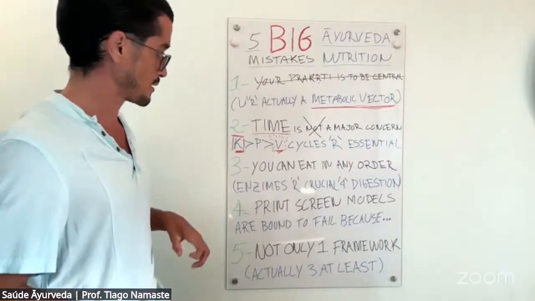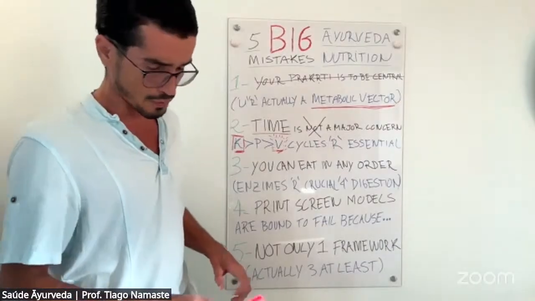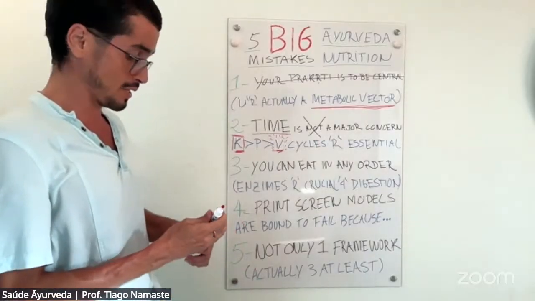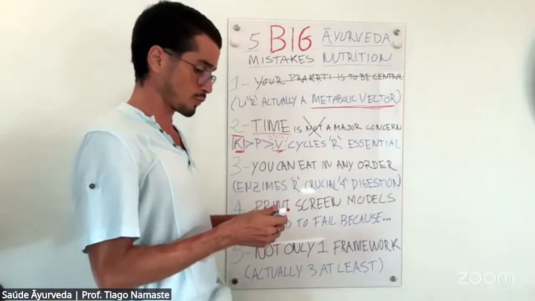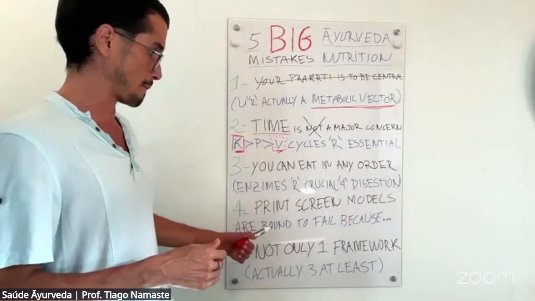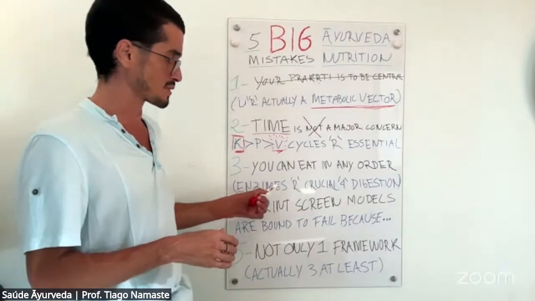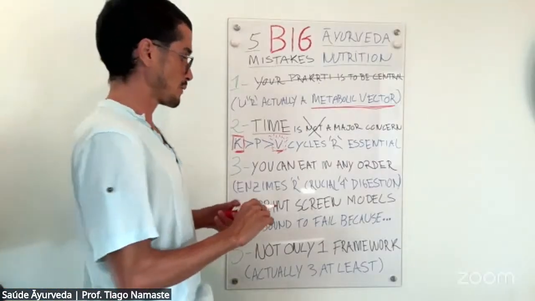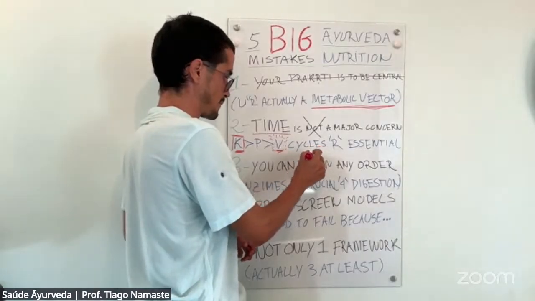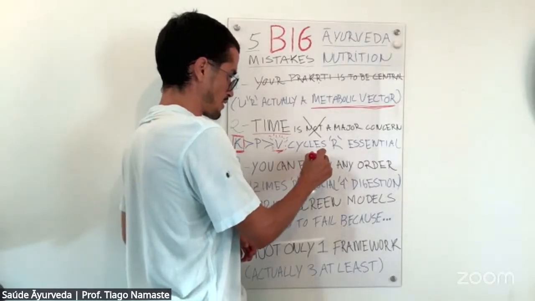Now, number 3, you can eat in any order. This topic people will not tell you, so hang on. This is going to be very important. One of the most important things that we advocate and that gives a lot of results, considering the role of enzymes in our digestion, is that from the Ayurvedic perspective, we have first a stomach, and then a small intestine, and then, for example, a large intestine.